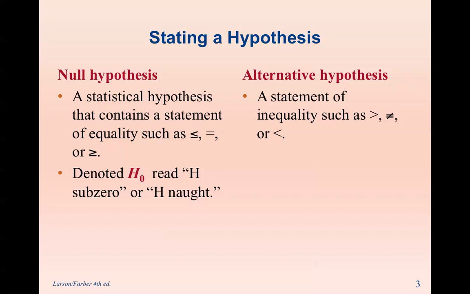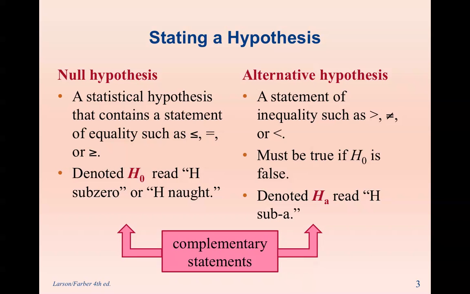All right, the alternative hypothesis is a statement of inequality, such as greater than, not equal to, and less than. It must be true if H naught is false, and vice versa. It is denoted by H sub A. As you notice, these statements are complementary, because if it's less than or equal to, the opposite of that is greater than, and so on and so forth. And that's how these things are set up.